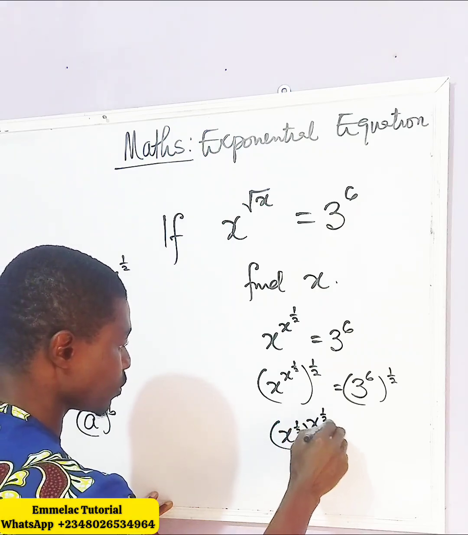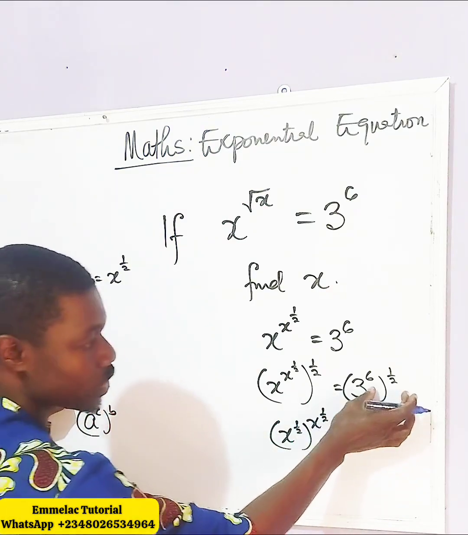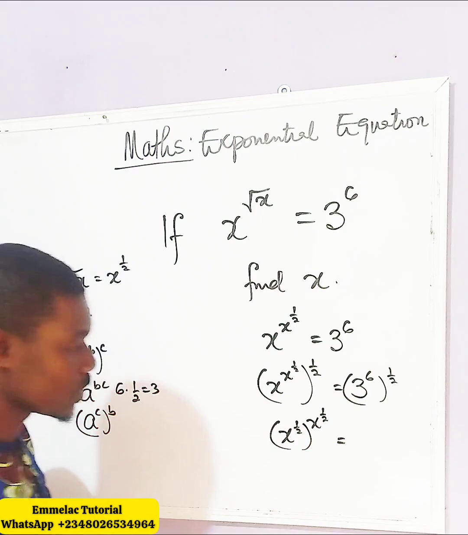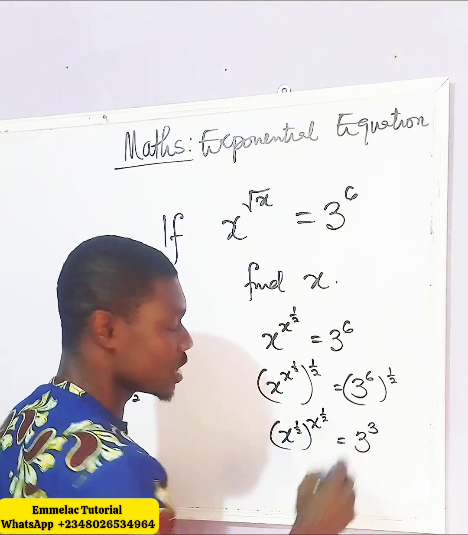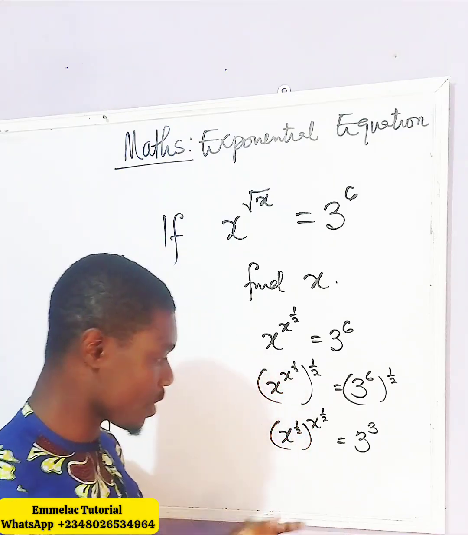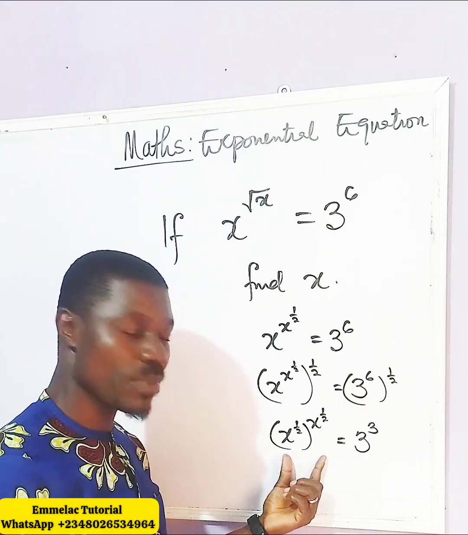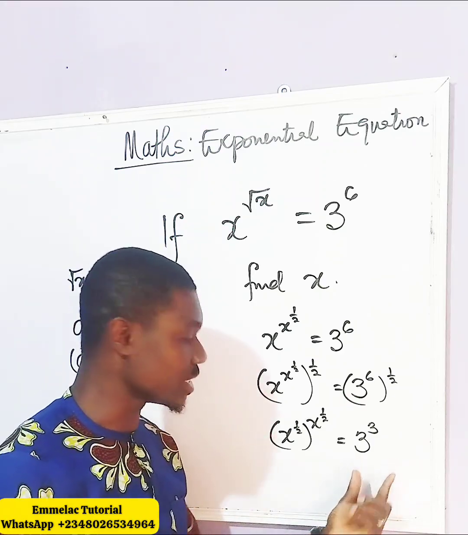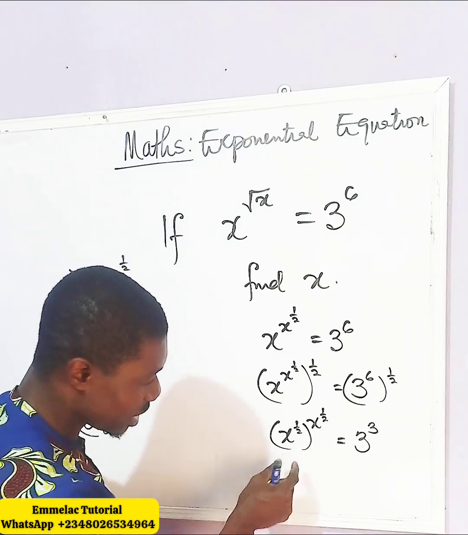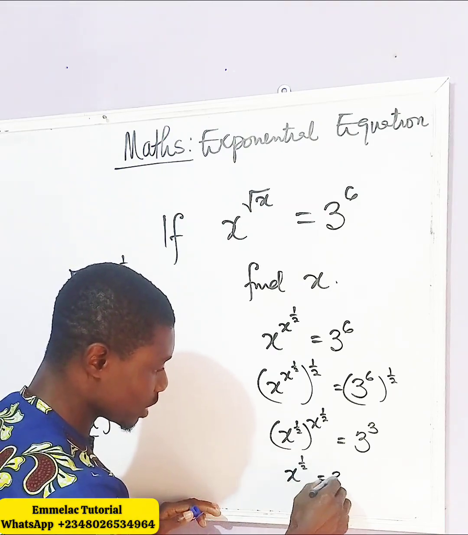Then equals, now we can multiply these two terms, giving us 6 times 1 over 2. I'm sure this will give us 3, so we have 3 raised to the power of 3. Now you can see I've achieved what I'm actually looking for, whereby the exponent here in comparison will look alike as that of the right hand side. So by comparison, we can say that x raised to the power of 1 over 2 will give us 3.